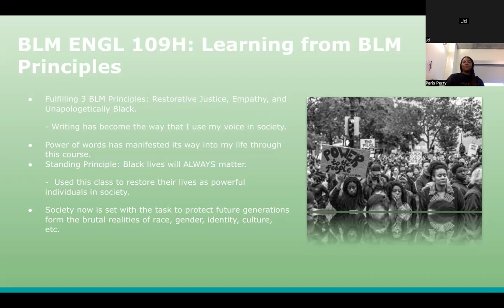So these three BLM principles that I chose: restorative justice, empathy, and unapologetically Black. I want to fulfill and pass on my understanding through my writing. So in the same way that I want to continue to hear Black lives through my words, I want this course to help me continue this writing and continue to use my writing as a form of protest, but also as a form of affirmative action.